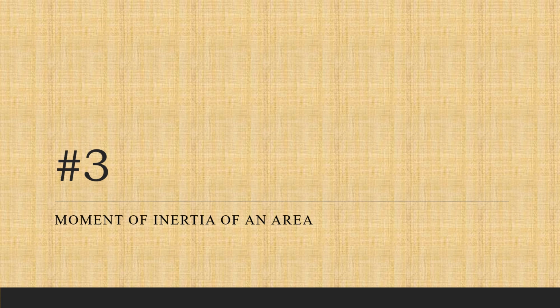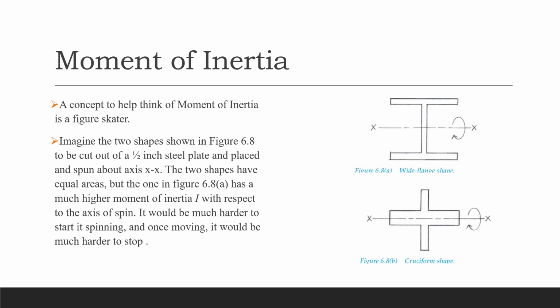Number 3, moment of inertia of an area. A concept to help think of moment of inertia is a figure skater. Imagine the two shapes shown in figure 6.8 cut out of half-inch steel plate and spun about the x-axis. The two shapes have an equal area, but the one in figure 6.8a has a much higher moment of inertia I with respect to the axis of spin. It would be much harder to start spinning, and once it's moving, it would be much harder to stop.